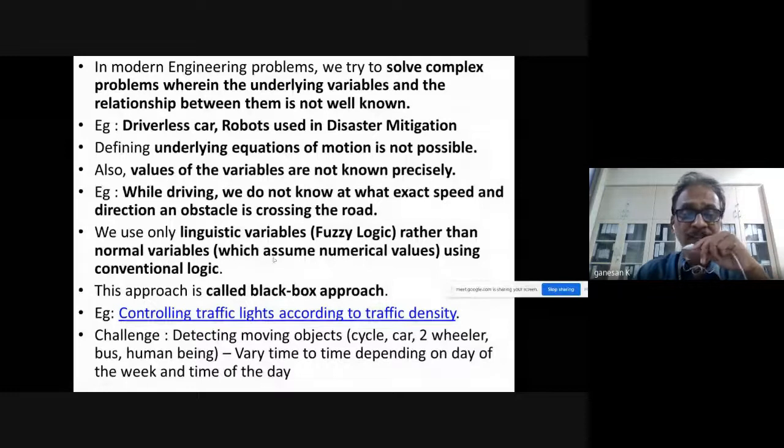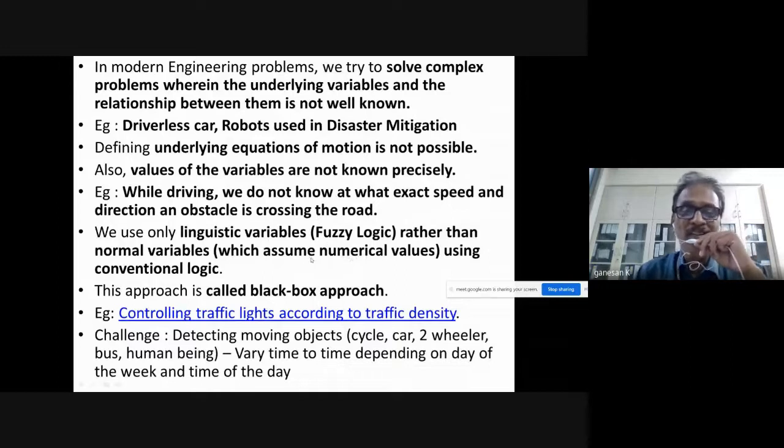And then the third important thing is that most of the decision making here, even for a driverless car, is about deciding: do I need to apply the brake? If so, how much pressure will I apply on the braking pedal? As a human being, you say that I will apply a sudden brake, or I may say that I will apply a slight brake, and so on.